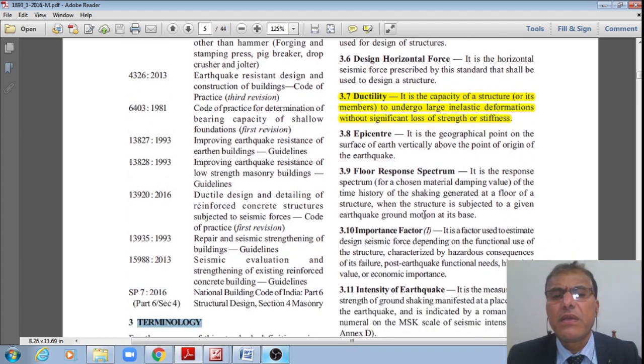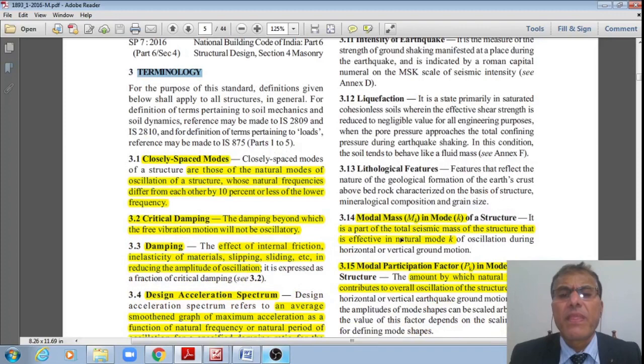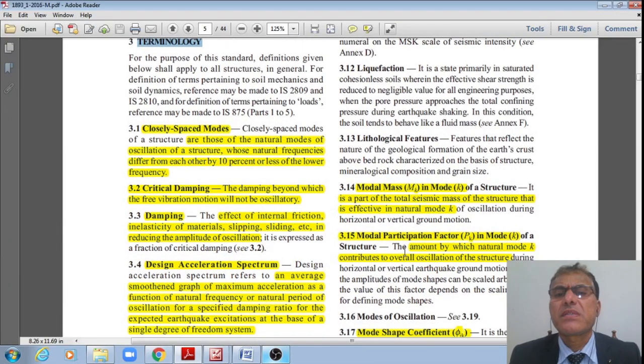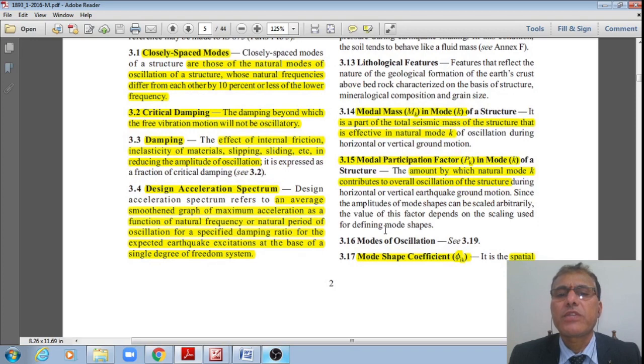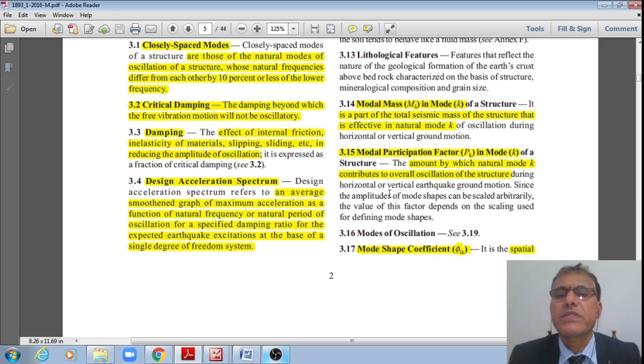Now next one is the modal mass Mk in kth mode of a structure. It is a part of the total seismic mass of the structure that is effective in natural mode number k of oscillation during horizontal or vertical ground motions. Next one, modal participation factor Pk in kth mode, is the amount by which a natural mode k contributes to overall oscillations of the structure.